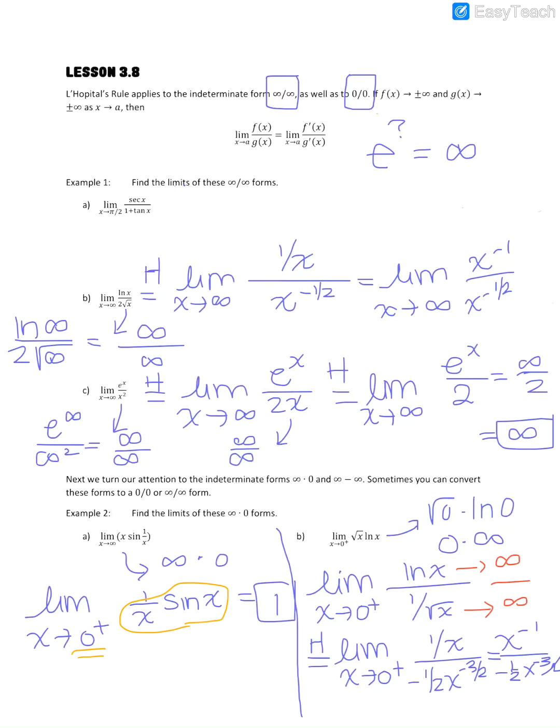If I subtract those exponents, because they're dividing, negative 1 minus negative 3/2, I get a positive 1/2. Also, a negative 1/2 on the bottom is a negative 2 on the top. So this gives me negative 2 radical x. Now when I plug in my 0, I get negative 2 times 0, which is 0.